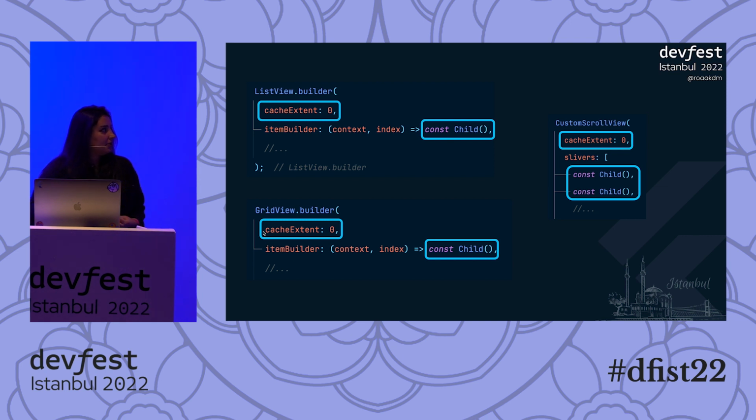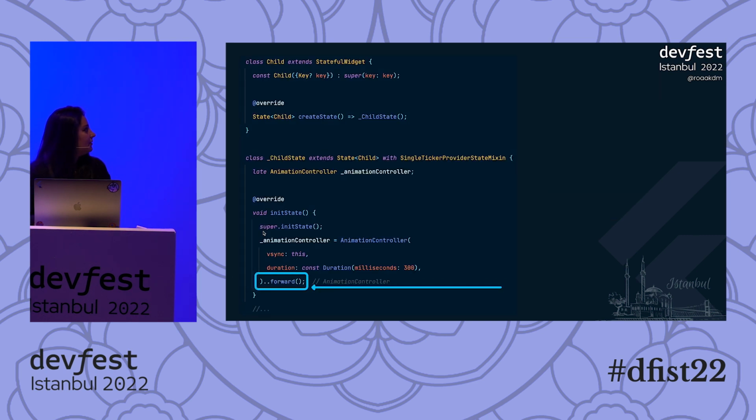And this actually can help us with our animation. We can do a little trick to tell it that once it enters the screen, launch the animation. And we can do that in the init state. In the init state method, we have our animation controller.